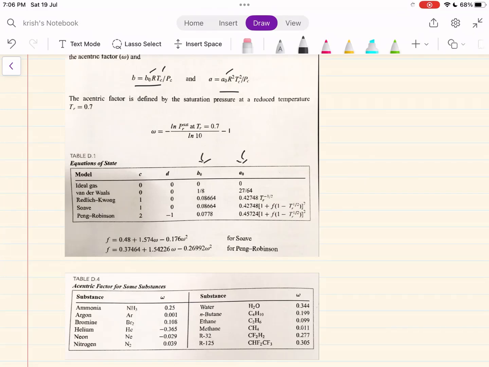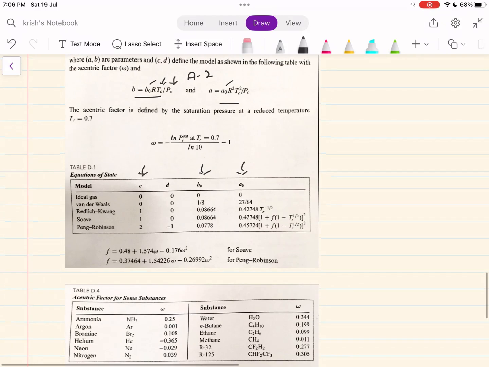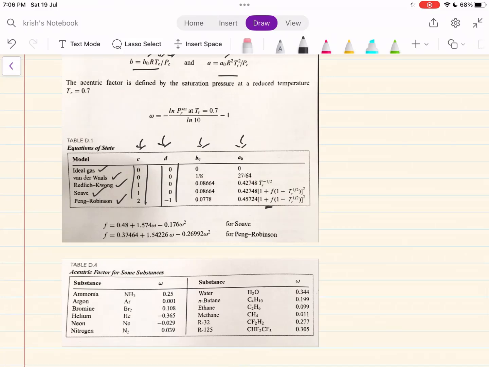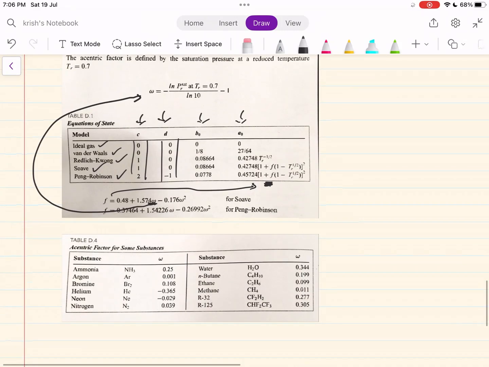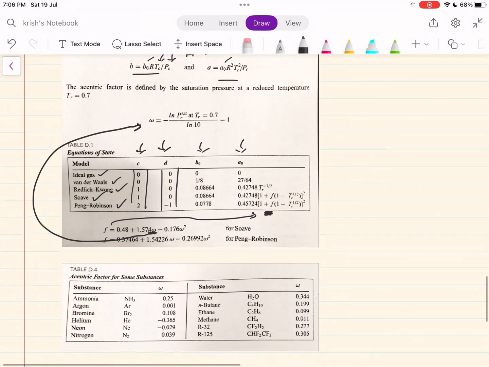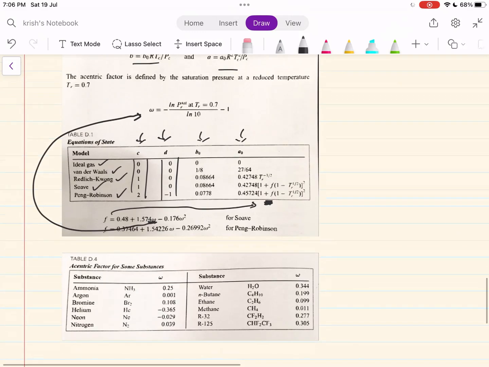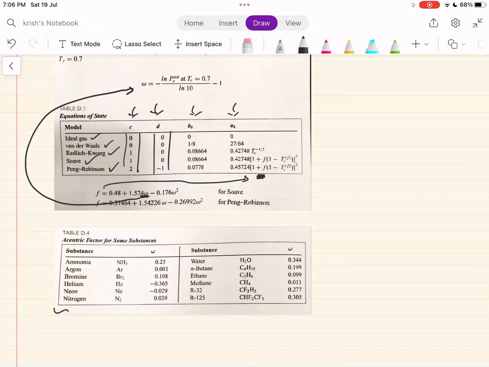To get Tc and Pc, you will look at A dot 2. To get values of c and d for any of these equations, you will look at these columns. And to get the values of f, you will look it up from here. And to get the value of omega, you will get it from here. So I know that it seems a lot, but my point is everything is there in this one singular page. In fact, omega value has been calculated for these gases. So this will likely never be used.